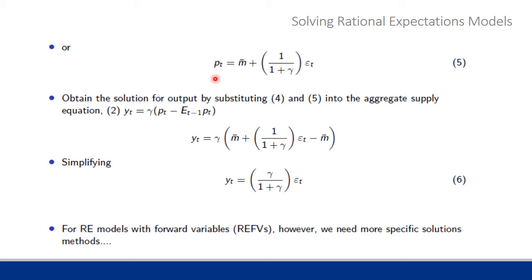The PT, equilibrium price, is equal to M bar, exogenous money, plus 1 over 1 plus gamma times the monetary shock. So this is our solution for price.